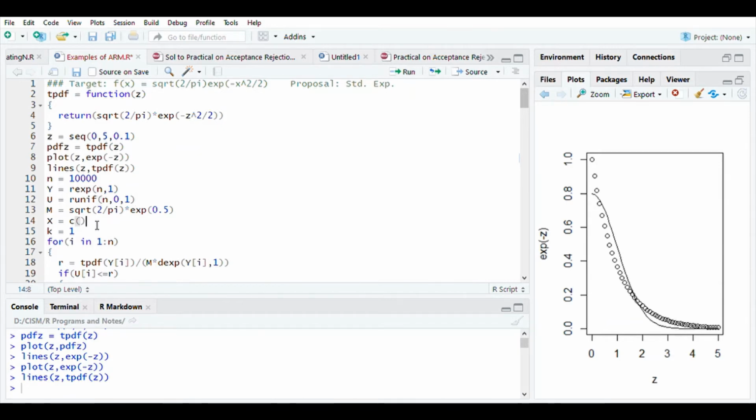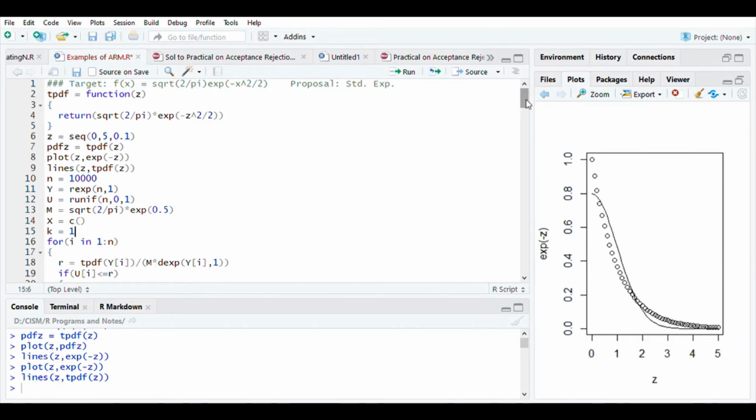Then I'm going to store the values from the target PDF in the vector X, and here I'm initializing the counter. So the values of X will be counted by the number K. So how many values we have got, or how many observations we have got from the target PDF, that will be known by the value of K. So okay, these are the things which we need.